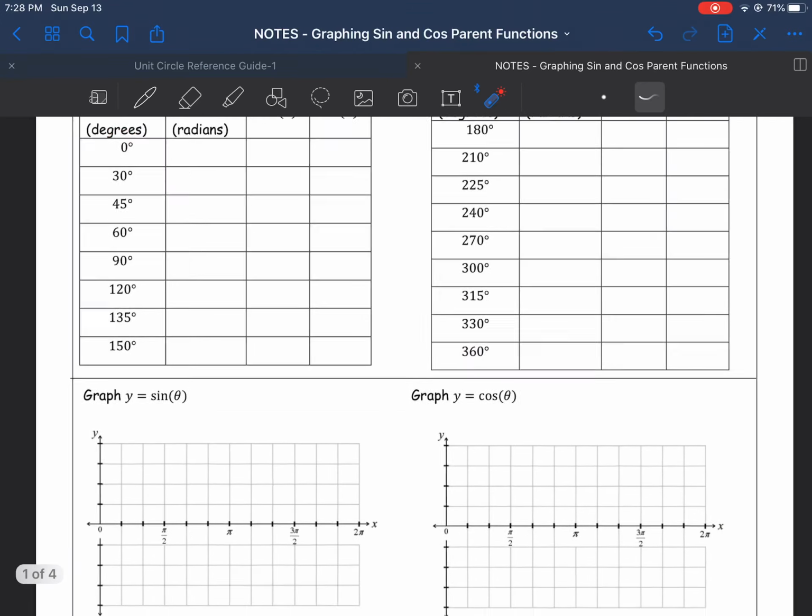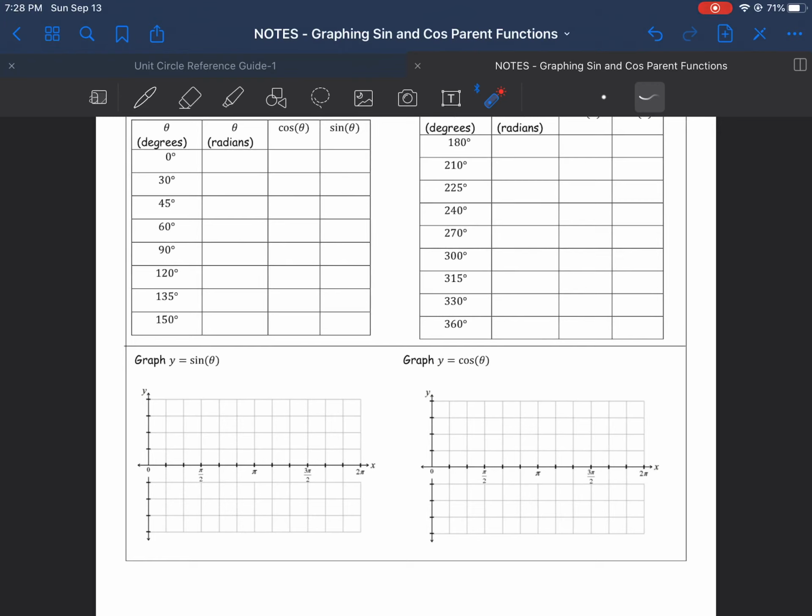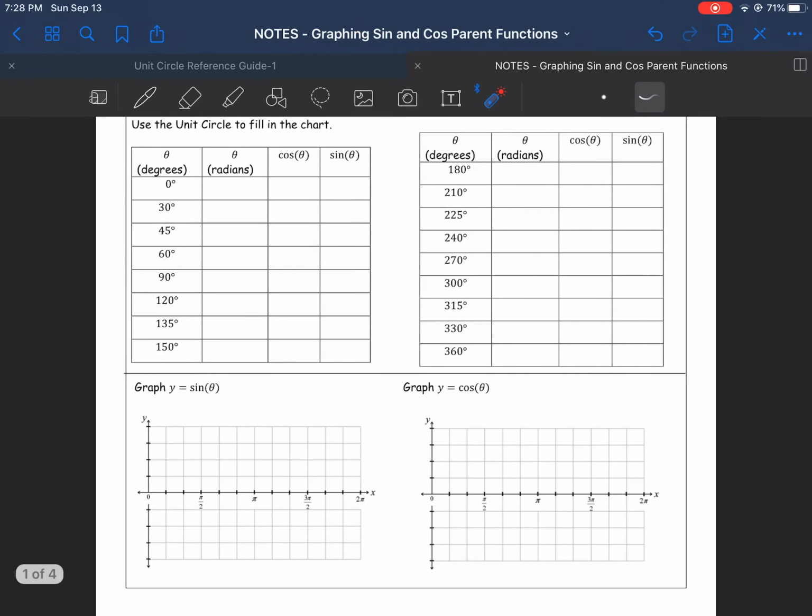degrees. Then notice that we want to take this table that we create and graph y equals sine of theta and y equals cosine of theta. So that means that for y equals sine of theta, we're going to use the angle as the x value, and we're going to use sine of theta as the y value. Then when we go to graph y equals cosine of theta, again, we're going to use the angle as the x value, and we're going to use cosine of theta as the y value. Go ahead and take a couple of minutes, use your unit circle to fill in that chart, and try to sketch the graphs of those two functions.